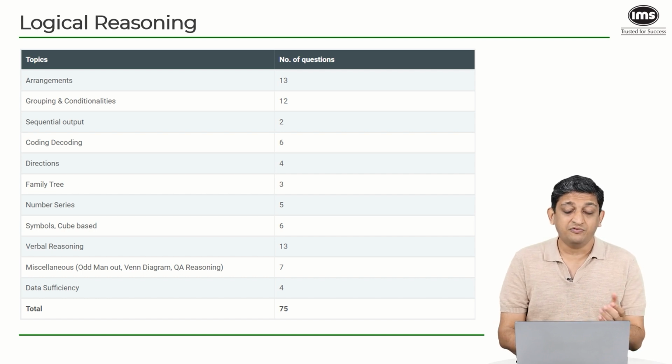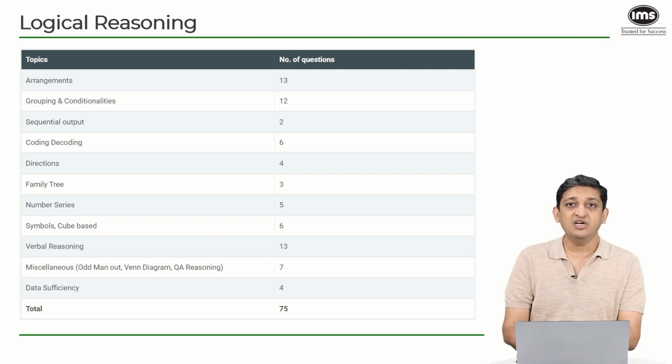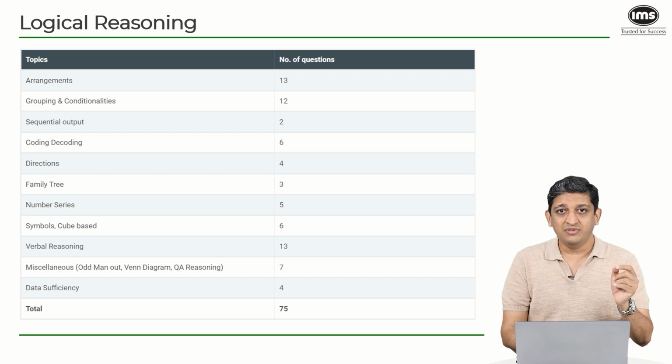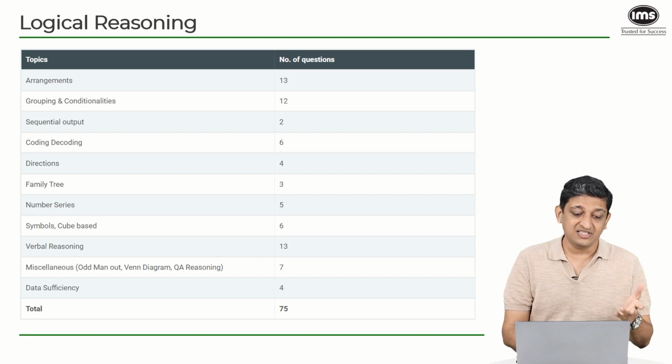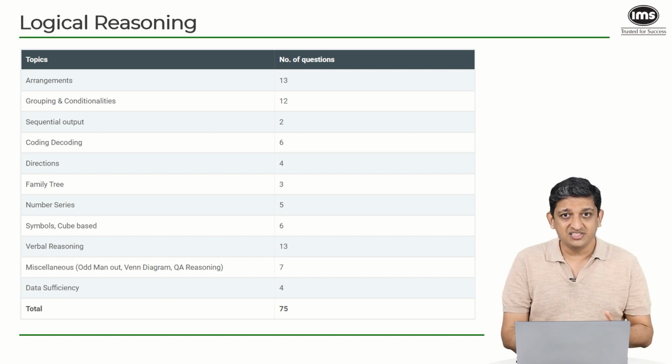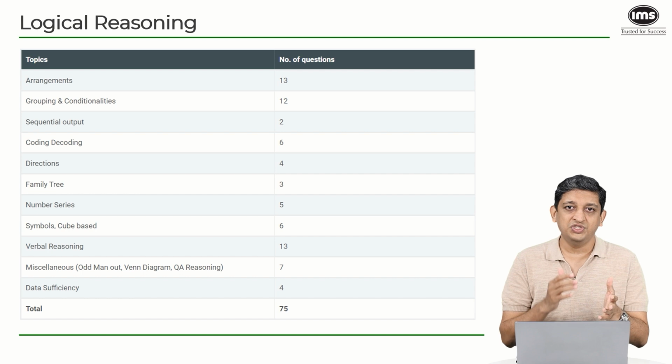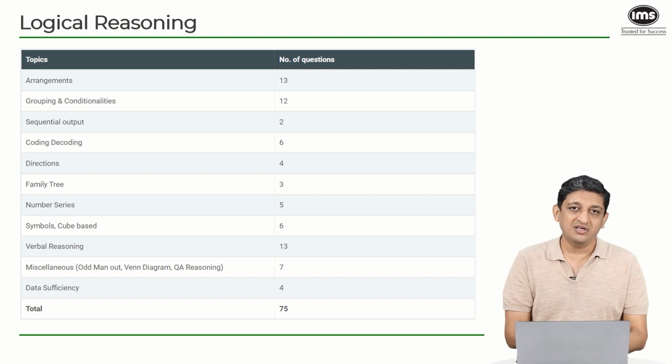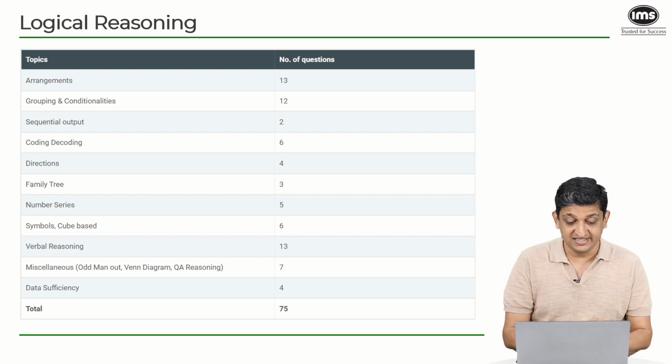Similarly, if you look at the kind of questions that appear at the CET, you will have questions on sequential output, coding, decoding, directions, family tree, and in terms of number or alphanumeric series, there were some questions. Cube-based questions were there, wherein you have to figure out which will be the number opposite to a particular face. So that can be a question type. Again, in terms of visualizing cubes, you might have these kinds of questions in the logical reasoning section.